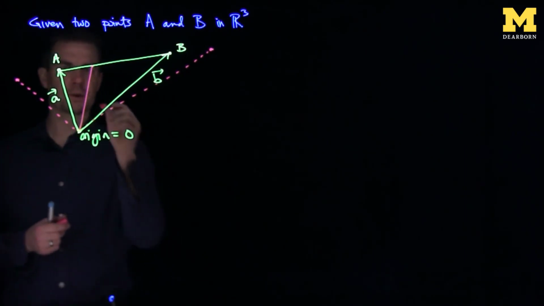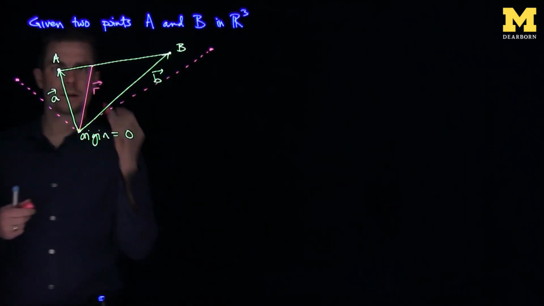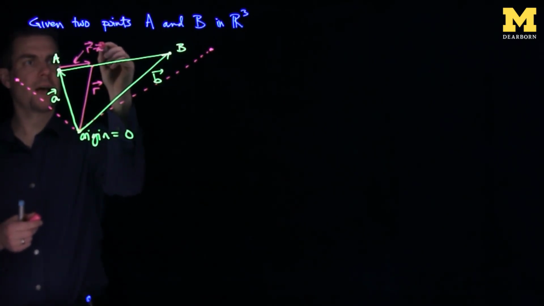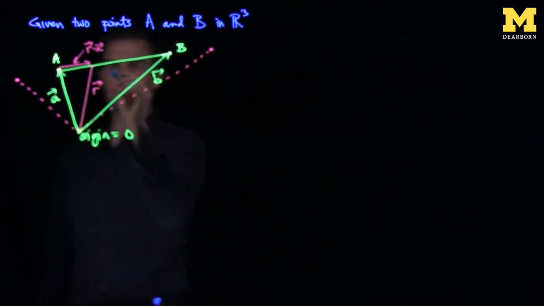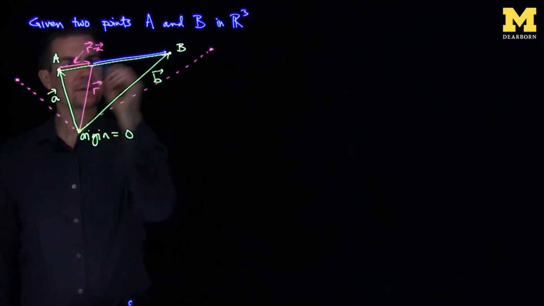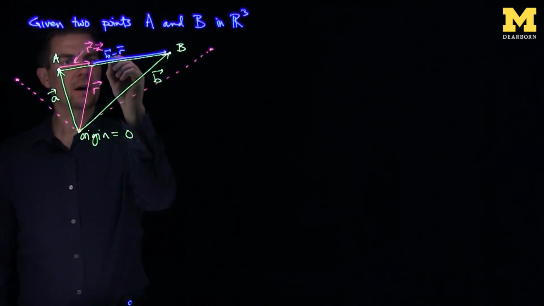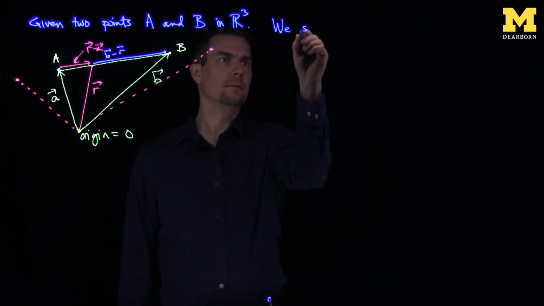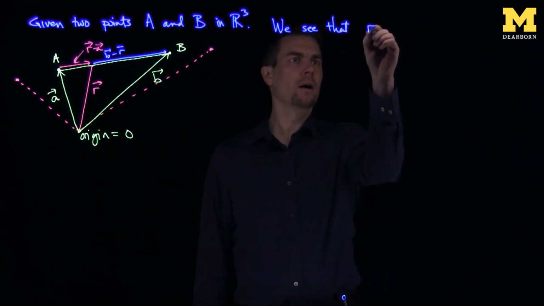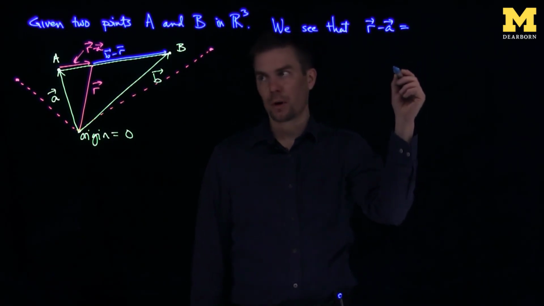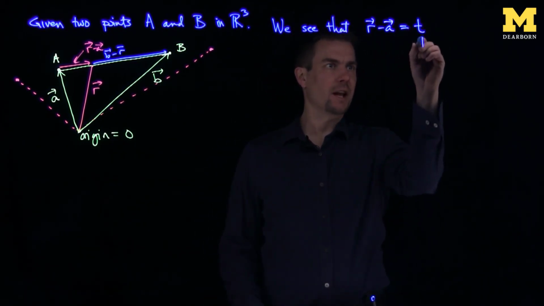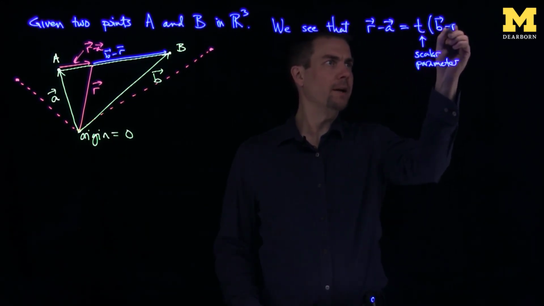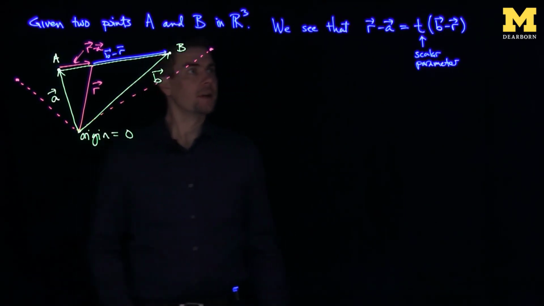And so now we can look at 2 vectors over here. Let's call this vector R. Now this vector over here is exactly R minus A. And this vector over here is the vector B minus R. And so what this tells us, from this picture, is that R minus A is in the same direction, so it's a multiple, a scalar parameter T, of B minus R. And this gives us the parameterized version of a line.